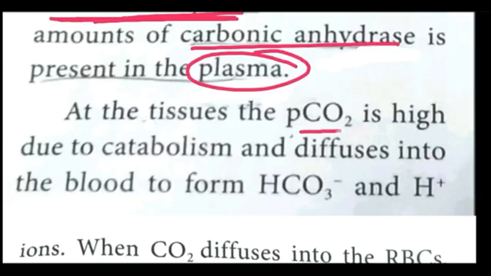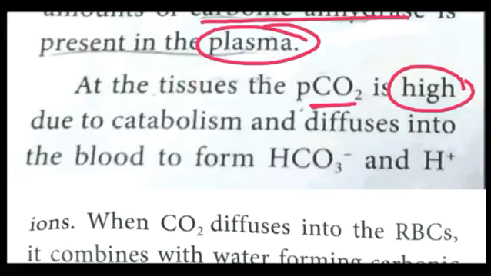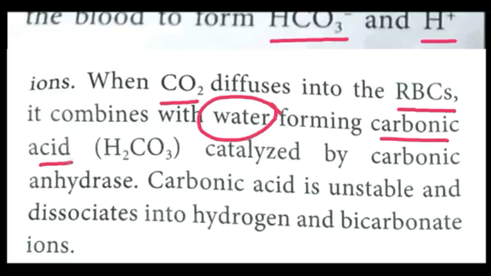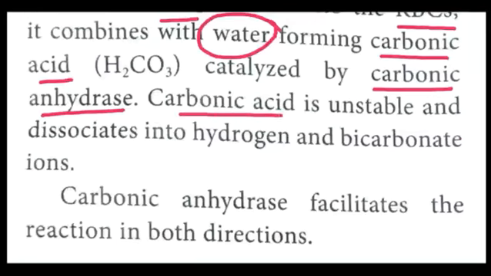At the tissue, the partial carbon dioxide pressure is high. So due to catabolism, this carbon dioxide diffuses into the blood and forms bicarbonate ion and hydrogen ions. When carbon dioxide diffuses into the RBCs, it combines with water and thus forms carbonic acid. This formation of carbonic acid is catalyzed by the carbonic anhydrase enzyme present in the RBC. This carbonic acid is unstable, so as soon as it forms, it dissociates into hydrogen ion and bicarbonate ion. Carbonic anhydrase facilitates both the reactions.